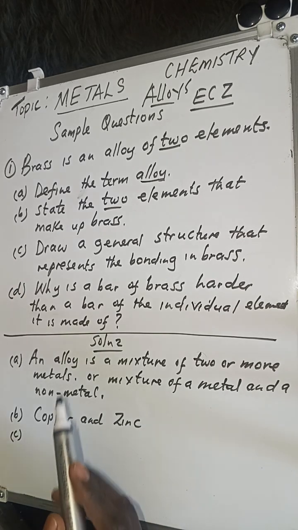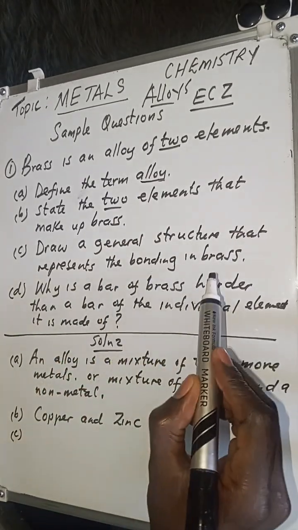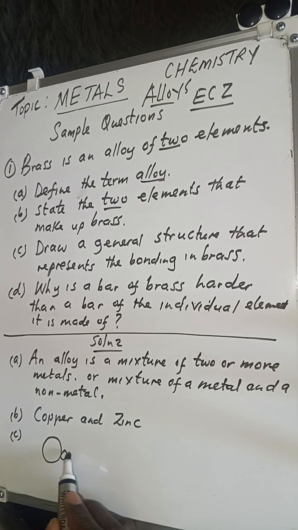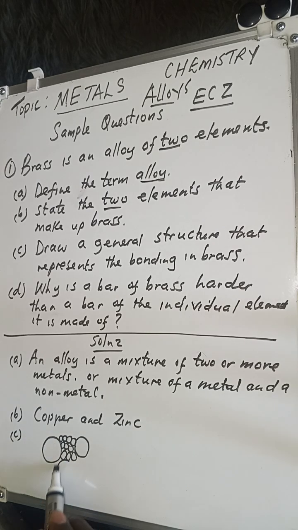Then C says draw a general structure that represents the bonding in brass. So what's the general structure? Remember what I told you? If you want to draw that, you can draw the bigger particles. You can also draw the smaller ones. You can do it more nicely, I believe, than the way I'm drawing.